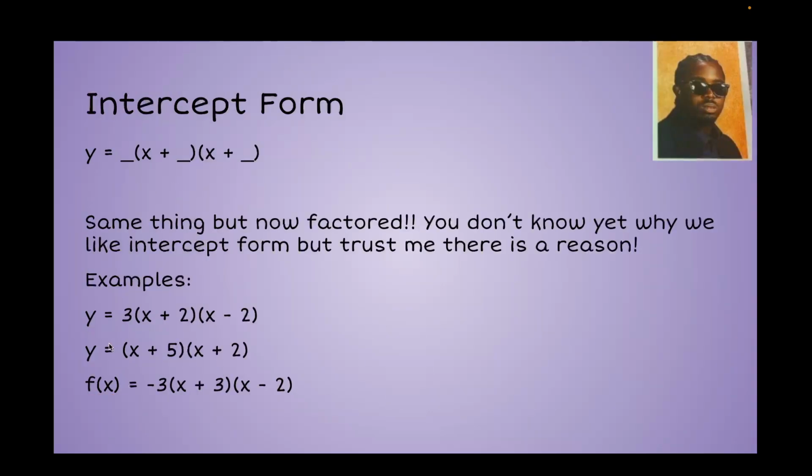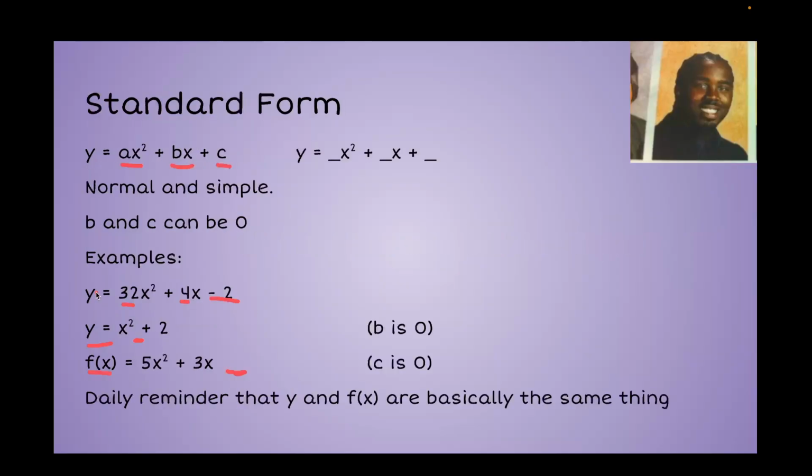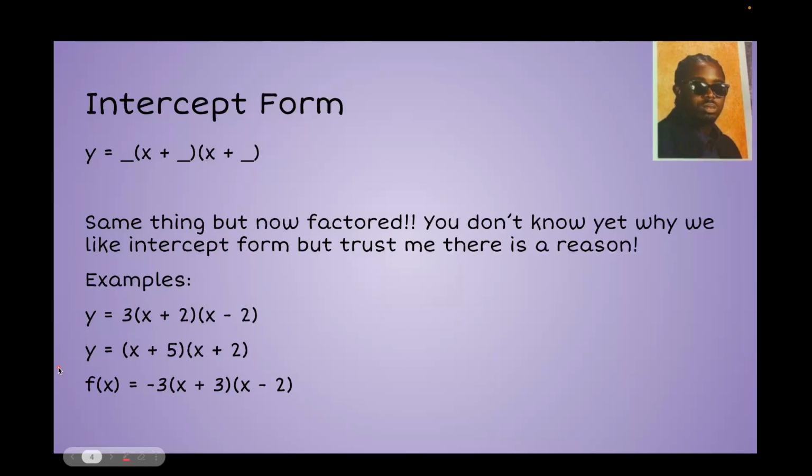Other way to do it is intercept form. So it's basically what we had before, but factored. It's gonna look like something that we've been getting from factoring things, where we have these things with parentheses with x plus something or x minus something. You can also have something in the front. They look like this. These are some examples of what they look like. So yeah, it's really just what you had before, but factored.